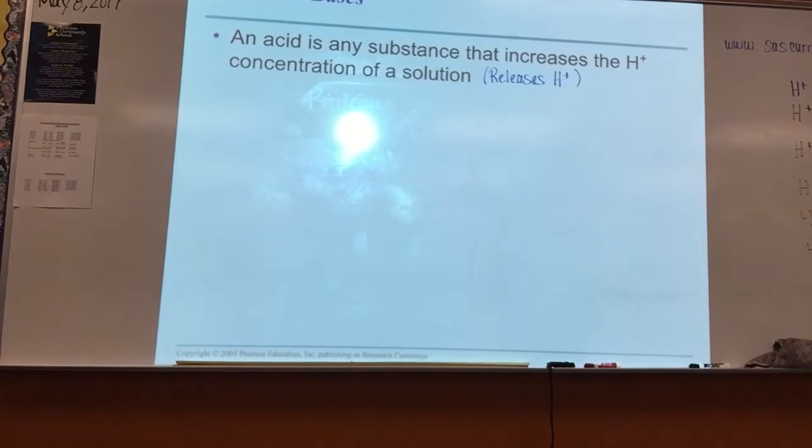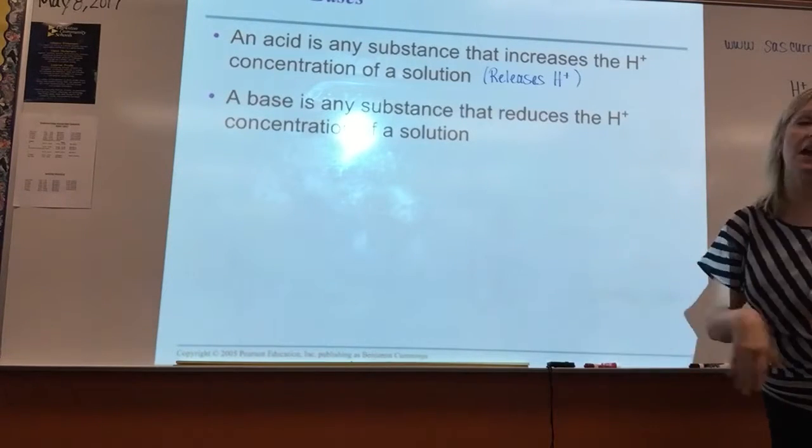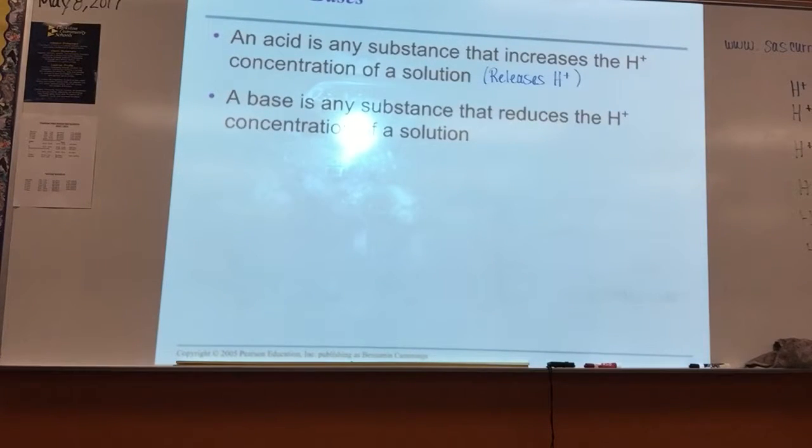So then, a base is the opposite of an acid, so what is it going to do? It's going to decrease the H plus ion concentration. So a base is a substance that reduces the H plus ion concentration. I want to talk about how in the world it does that. There's actually 2 different ways that a base can act.